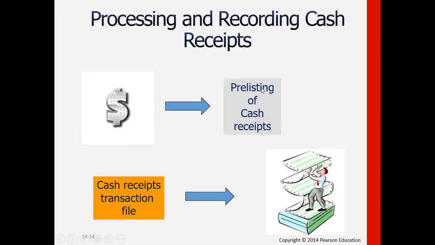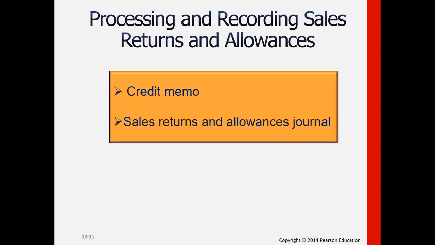Then the processing and recording of cash receipts, the money will be recorded in the pre-listing of cash receipts. So simple lists of cash receipts made could be daily and then with the customer details. Then we'll go later on to the cash receipts transaction file, and then will be part of our reports. For the sales returns and allowances, we have the credit memo and the journal. Credit memo as opposed to debit memo, because debit memo is for purchase returns and allowances.